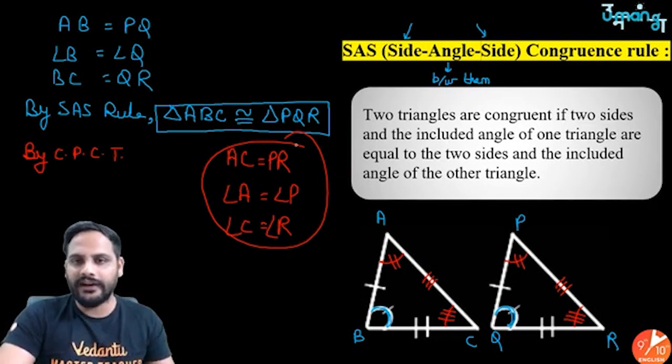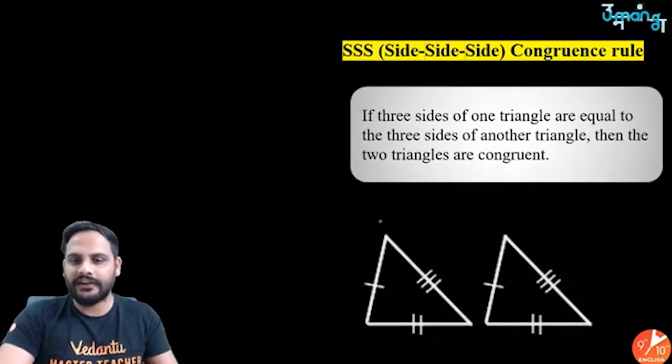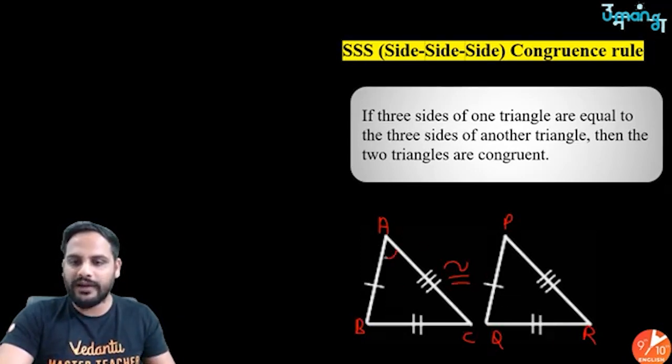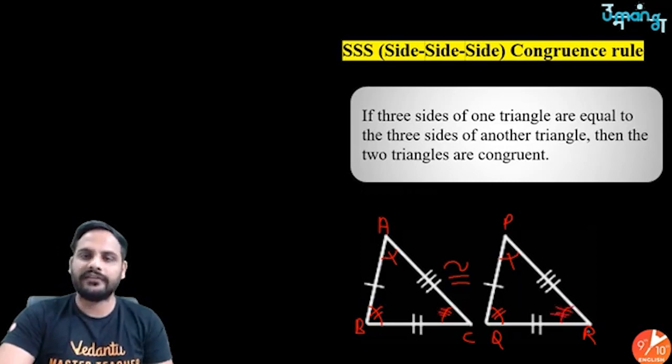So one rule is your side angle side. Next is side side side. Suppose it is ABC and it is PQR. If all the three sides are equal to each other, we can say they will be congruent. And once they are congruent, by CPCT I can say angle A is equal to angle P, angle B will be equal to angle Q and angle C will be equal to angle R. Right? That is the side side side rule.